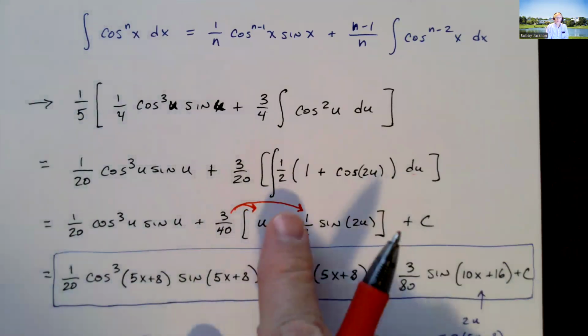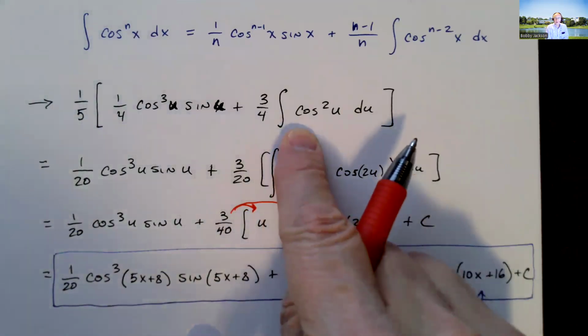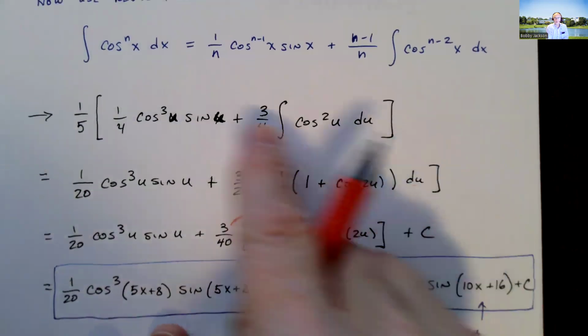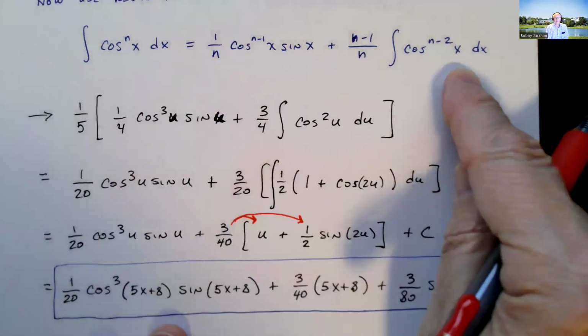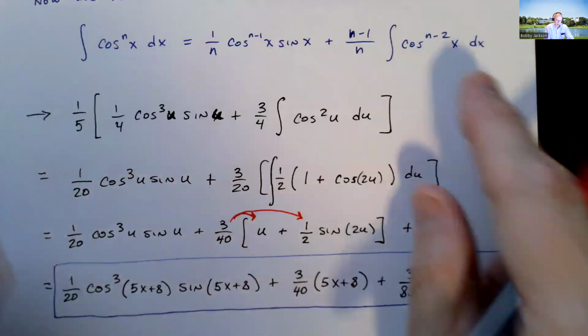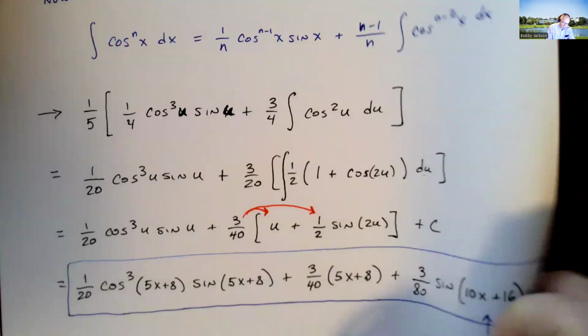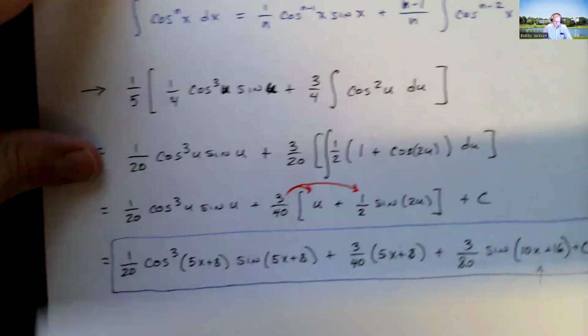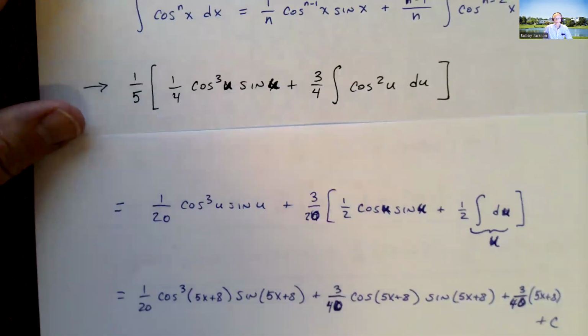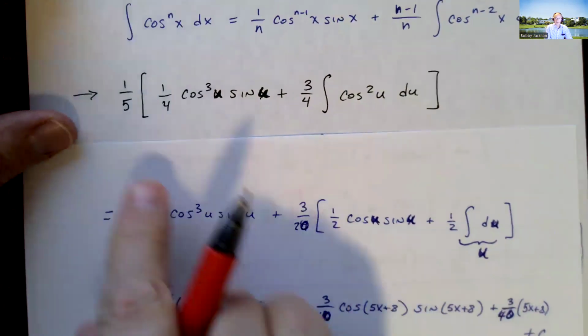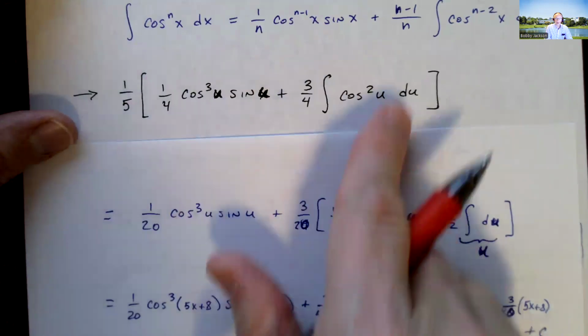Some of you might have said, hey, when we got to evaluate cosine squared, could we have used the power reducing formula again with n equal to 2? And the answer is yes, you could. What would that look like? Well, I'm glad you asked. If I let n be 2, I can evaluate this.